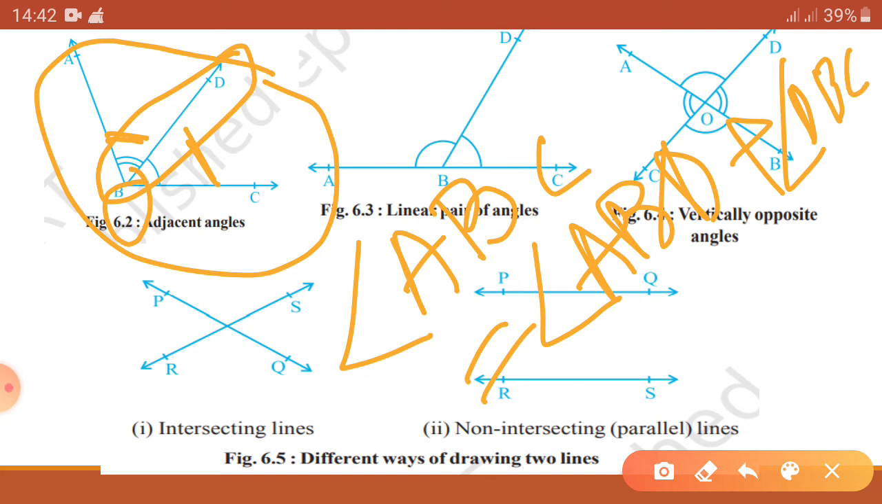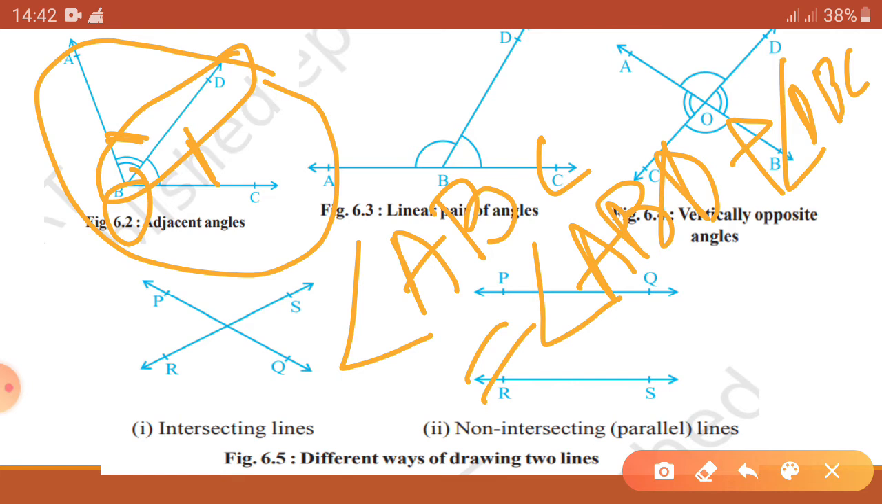Note that angle ABC and ABD are not adjacent angles because their non-common arms BD and BC lie on the same side of the common arm BA. Got it?